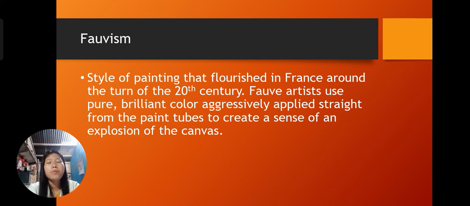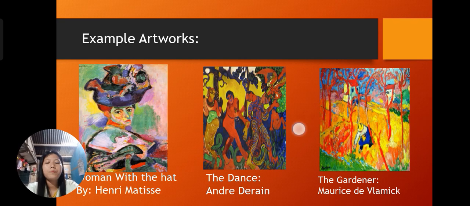Fauve artists used radical, unnatural colors that separated color from its usual representational and realistic role, giving new emotional meaning to the colors. Also, they created a strong unified work that appears flat on the canvas.